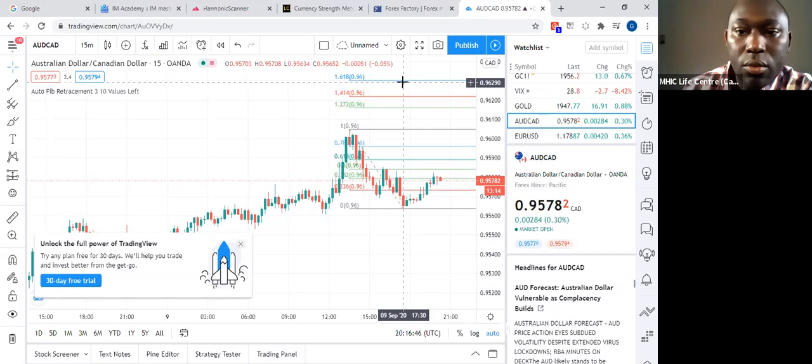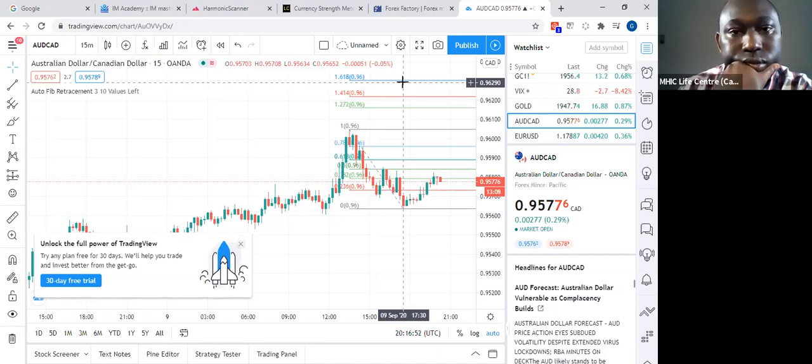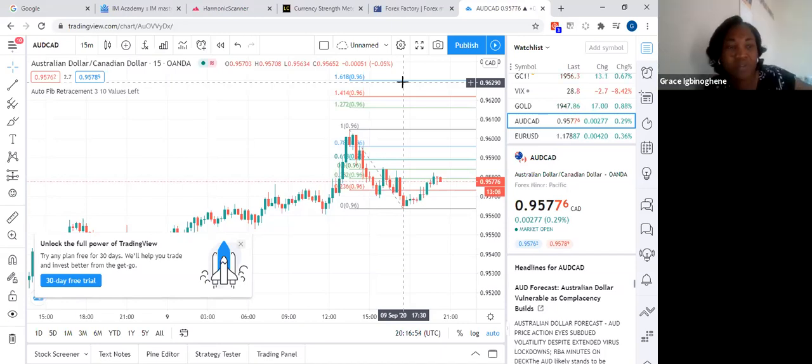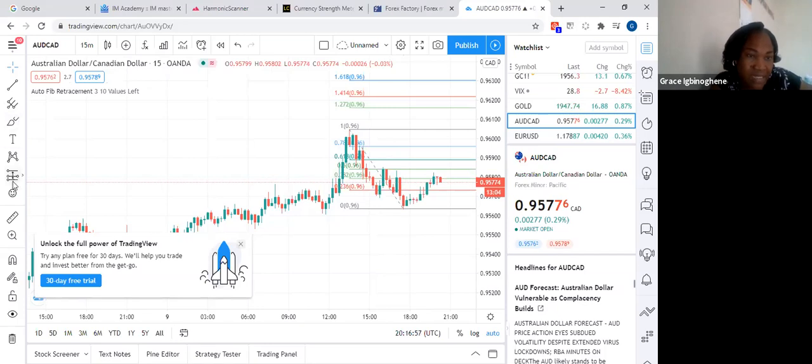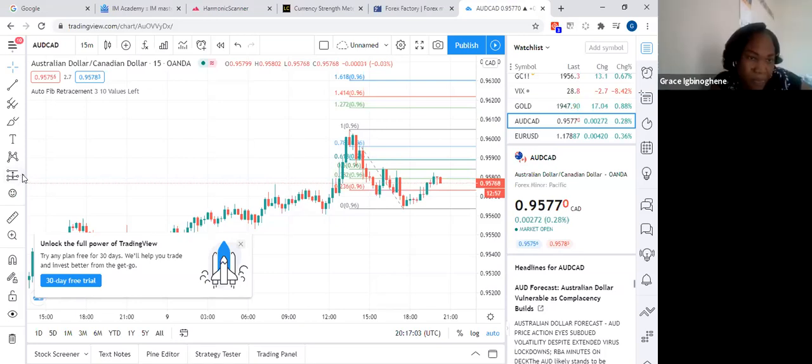But maybe you are working on a plain chart and you want to draw your Fibonacci yourself. If you come to this side, can you see where my cursor is? Yes, this 1, 2, 3 lines and arrow in between. Okay, that's Fibonacci. So that is your Fibonacci tool.